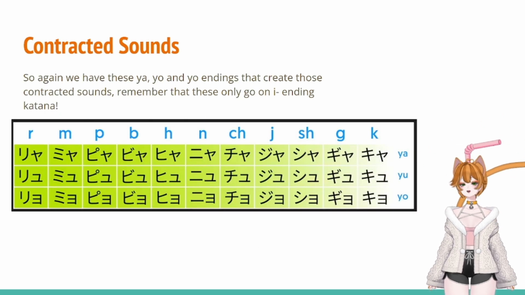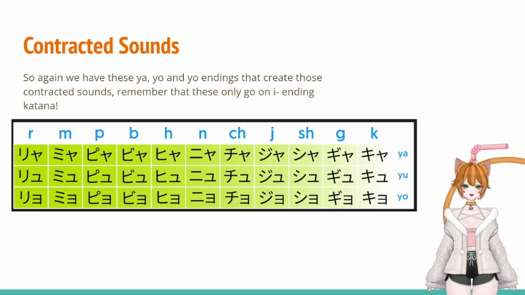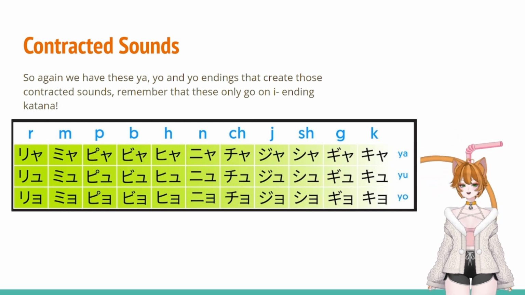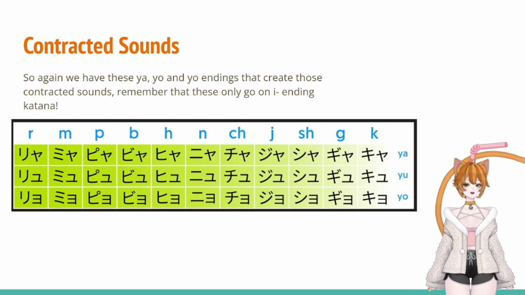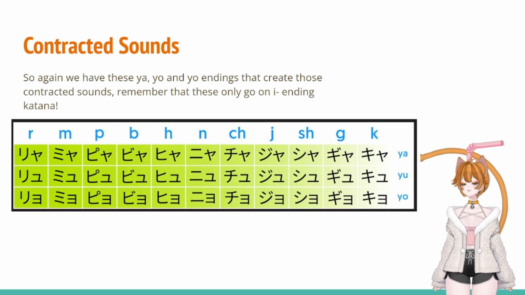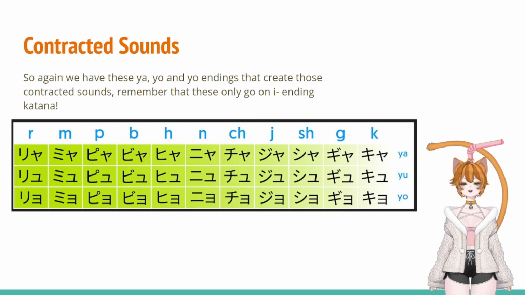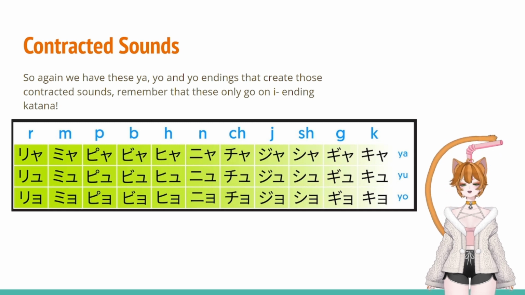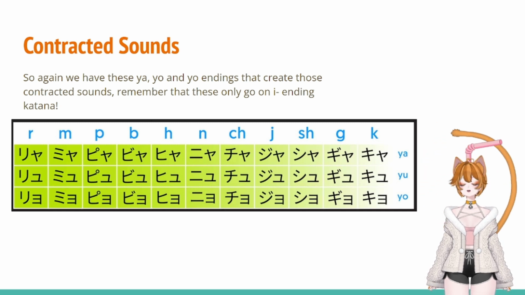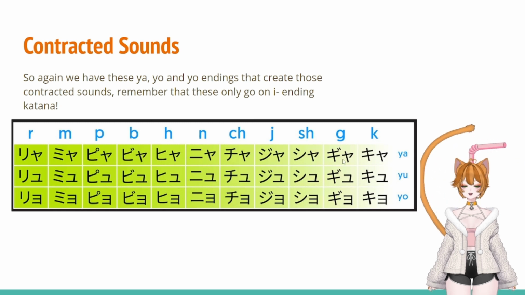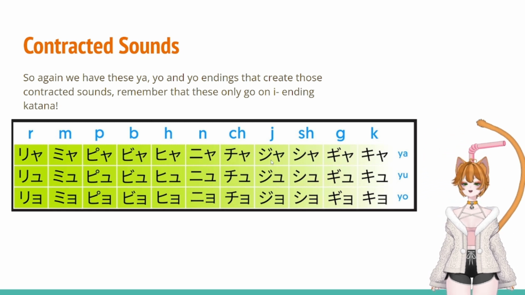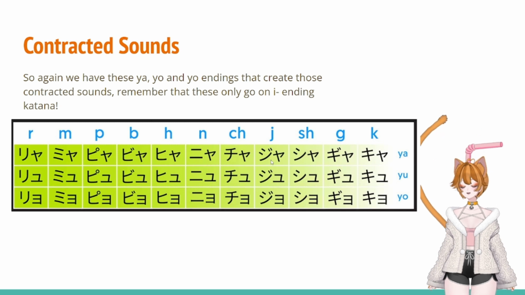So now let's move on to contracted sounds. Just like again we saw in hiragana, it's going to be pretty much exactly the same, just written in katakana. So let's remember that these endings can only go on the ends of I-ending katakana. So, for example, ki, gi, shi, ji. Let's just keep that in mind whenever we think about contracted sounds. It's always going to be on the end of an I-ending katakana.